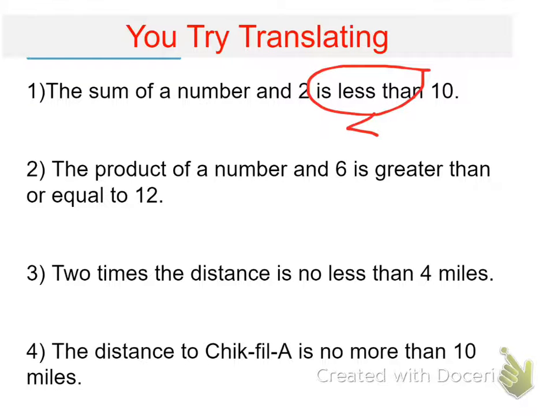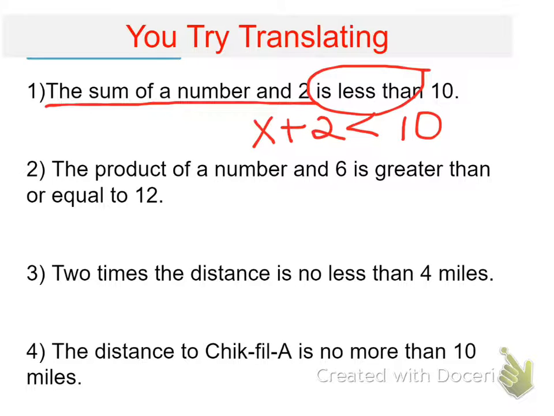So then let's put the part that goes before it. The sum of a number and 2, what does that look like? x plus 2 is less than, and then 10 goes at the end. You see, it's exactly the same as what we were doing before. It's just that now we're looking for these inequality words. Okay, let's look at the next one.